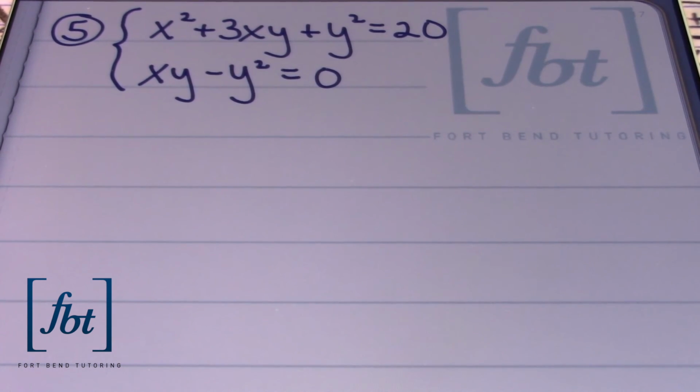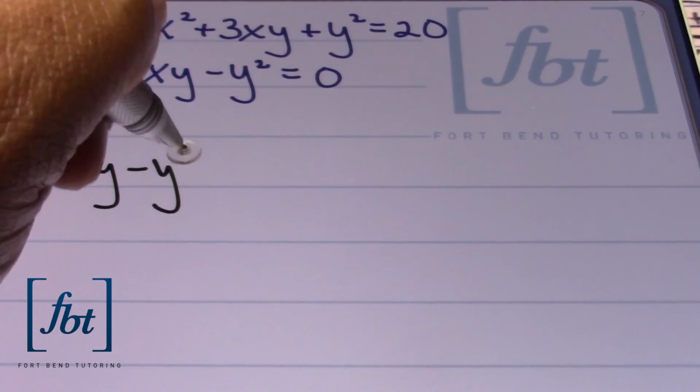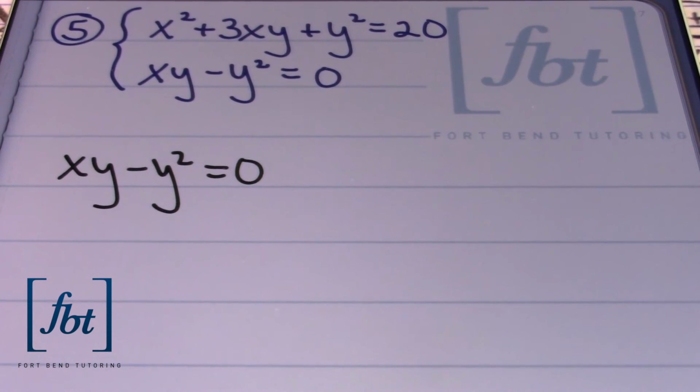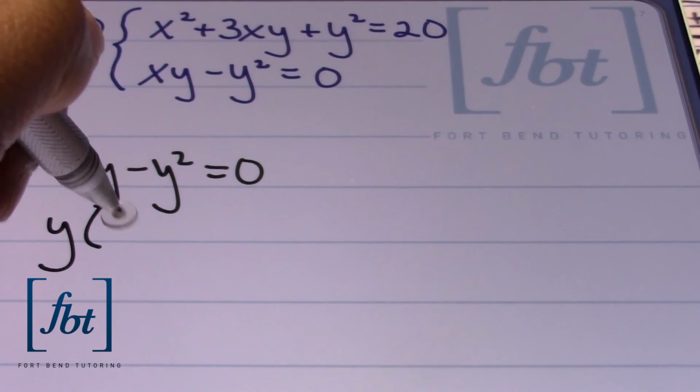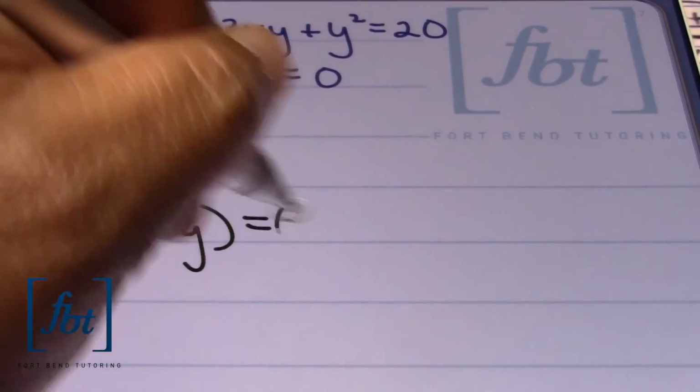With problem number 5, we have x squared plus 3xy plus y squared equals 20. And in our second equation, we have xy minus y squared equals 0. We're going to take this second equation and use the zero factor property. If I have xy minus y squared equals 0, and then I factor out the GCF of y, that'll be y times x minus y equals 0.